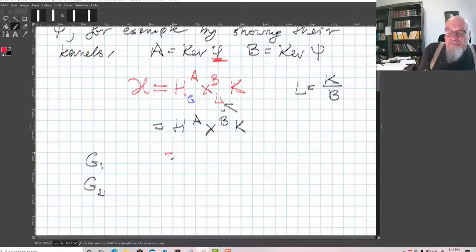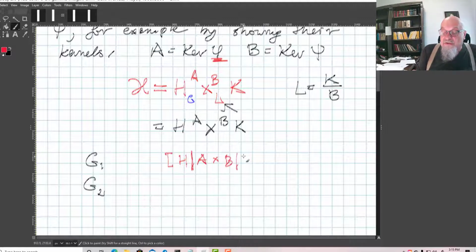So this will be H, vertical line A, and then you have this sign times, then you have here B, another vertical line K, and it returns this particular notation. So this will be amalgamated notation. I will illustrate it in a moment.